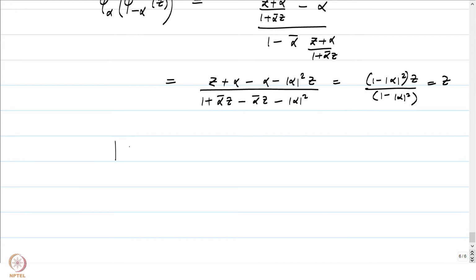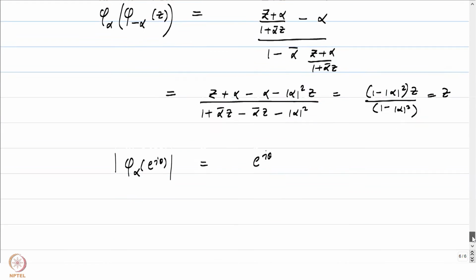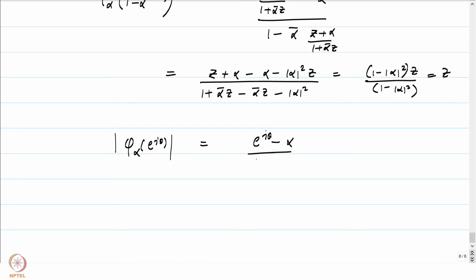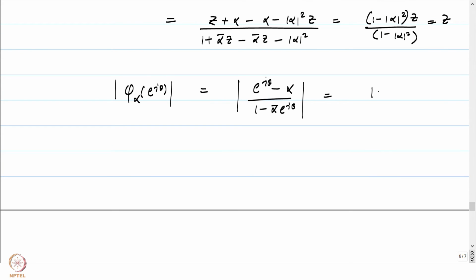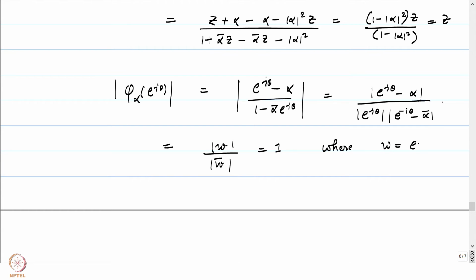One more key thing to note is that if you pick a point on the unit circle, let's see what happens to the absolute value of phi alpha there. Take z equal to e to the power i theta. What was phi alpha? z minus alpha by 1 minus alpha bar z. So this is the absolute value of e to the power i theta minus alpha by 1 minus alpha bar times e to the power i theta. Some manipulations will tell us that this is the absolute value of e to the power i theta minus alpha, by the absolute value of e to the power i theta, taken out as a common term, times e to the power minus i theta minus alpha bar. This is precisely what we have. This is equal to the absolute value of w by the absolute value of w bar, which is equal to 1, where w is just equal to e to the power i theta minus alpha.